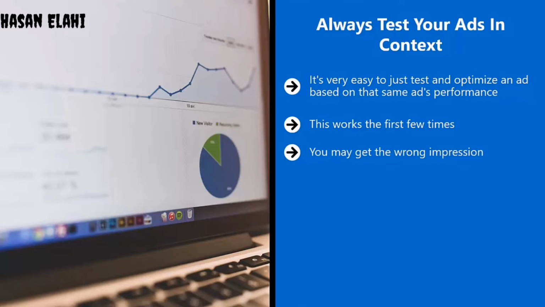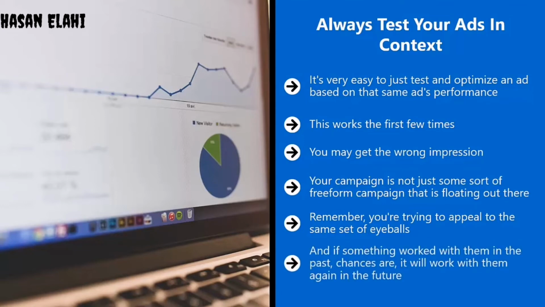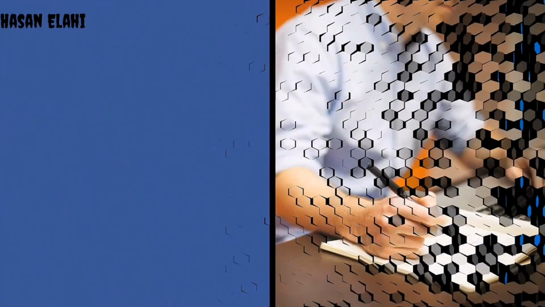This is why you have to always look at the context of your campaigns. Your campaign is not just some sort of free-form campaign that is floating out there. You must connect it with what went on before. Remember, you're trying to appeal to the same set of eyeballs. Unless you are dramatically shifting your target audience, you're essentially still trying to appeal to the same people. That is the context. And if something worked with them in the past, chances are it will work with them again in the future. The key is to break this down to basic principles or elements and apply those principles and elements to your new ads. There is no way to measure the success of that strategy unless you compare the performance of these later ads with the ones that came before.